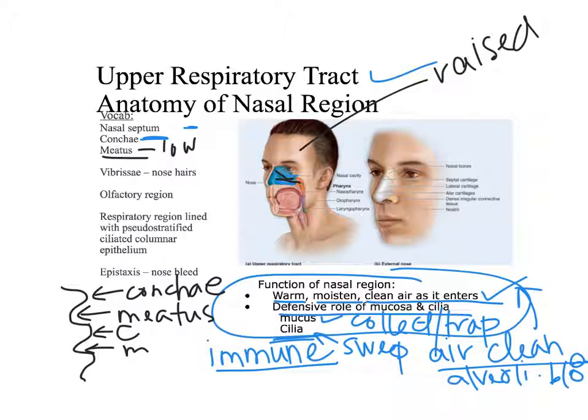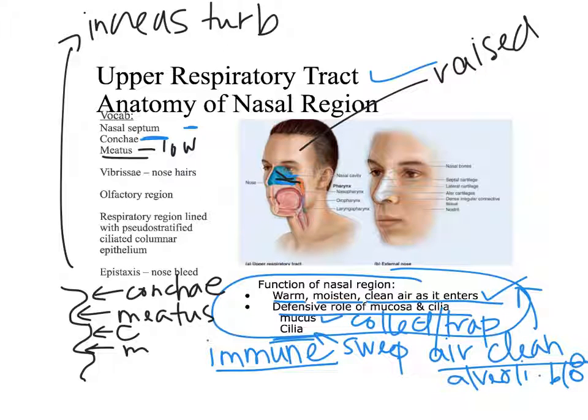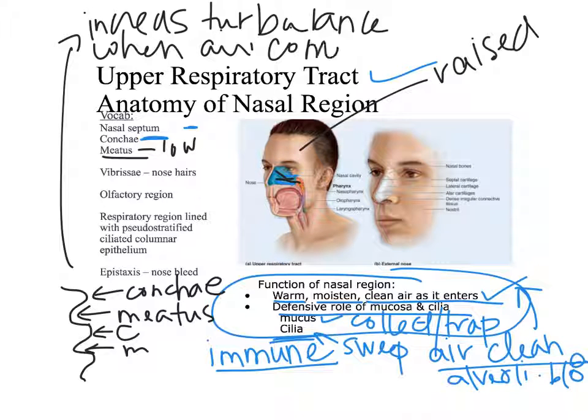Now what these do is they're going to increase the turbulence when the air comes in. Let me make the air blue. So the air comes in and it kind of goes around like this. It's going to make it more turbulent so that the air touches the mucosa and gets cleaned up.